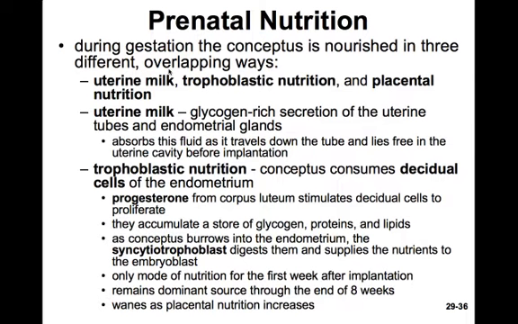Trophoblastic nutrition is when the conceptus consumes the decidual cells of the endometrium. Progesterone from the corpus luteum stimulates these decidual cells to proliferate. They accumulate and store glycogen, proteins, and lipids, all the fuels that the conceptus could possibly need. As the conceptus burrows into the endometrium, the syncytiotrophoblasts digest them and supply nutrients to the embryoblasts. Remember, the syncytiotrophoblasts are the finger-like projections of multinucleate tissue that are weaving their way down into the endometrium.